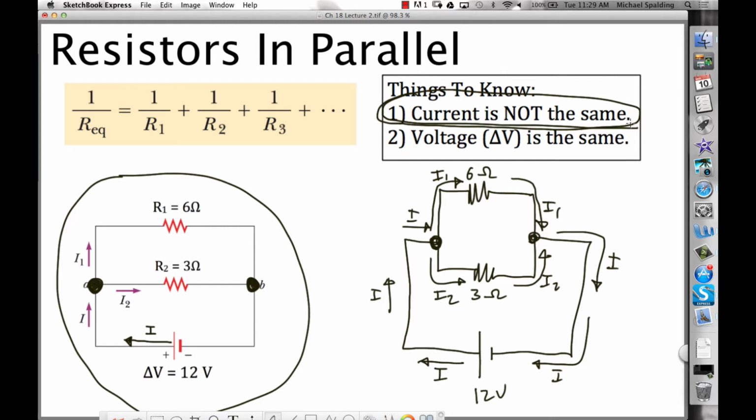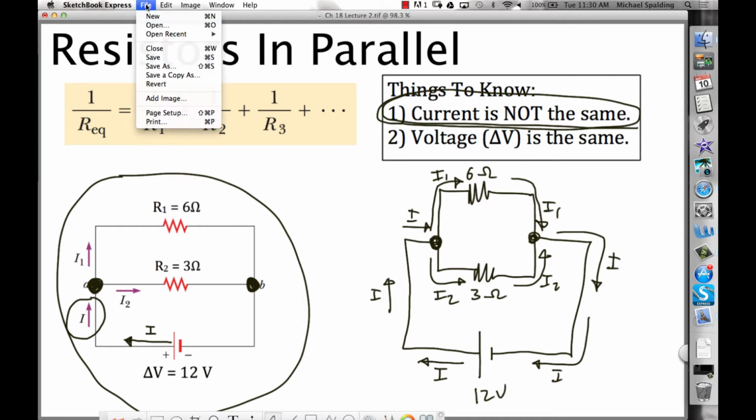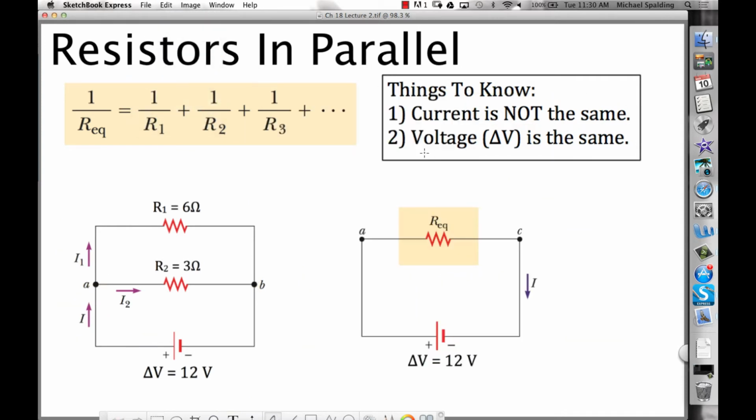It's a physics phrase. So what do we mean by the path of least resistance? Well, look at current I right here. So current I hits this junction right here. In fact, let me clean this up. Let's revert this back. Okay, so current I hits this junction that's labeled point A.